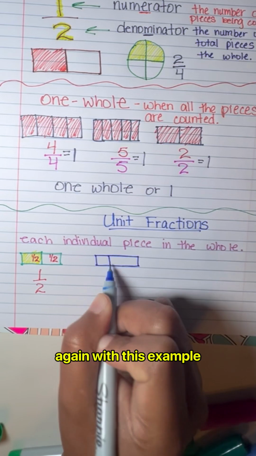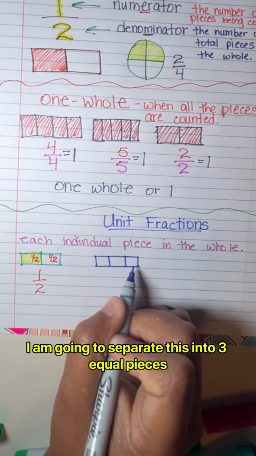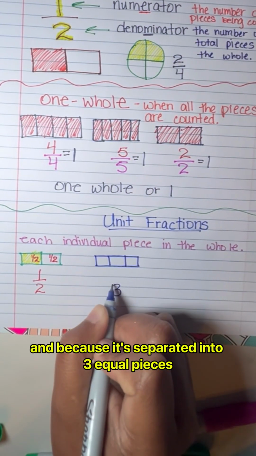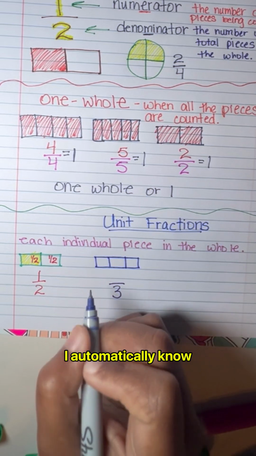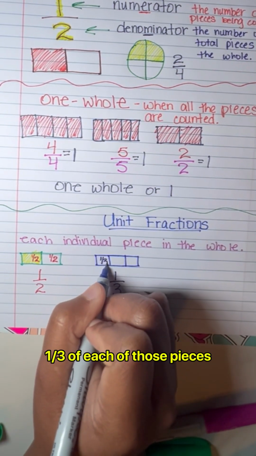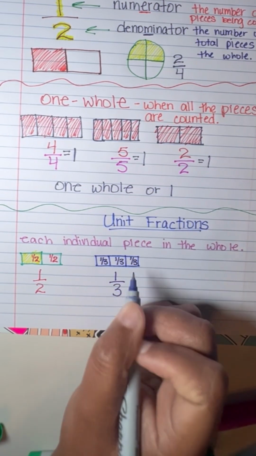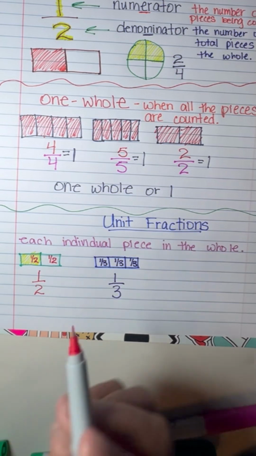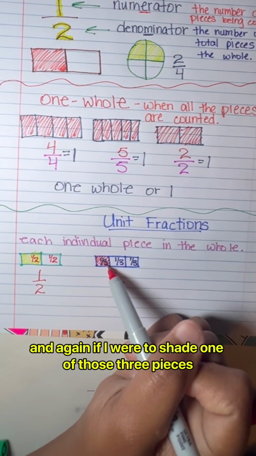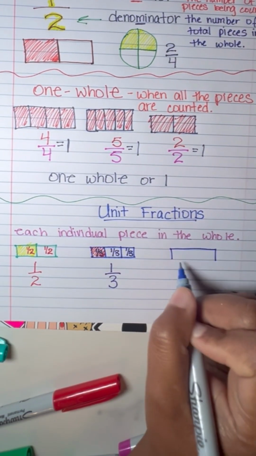Again, with this example, I am going to separate this into three equal pieces. And because it's separated into three equal pieces, I automatically know that the unit fraction is going to be 1/3 of each of those pieces. And again, if I were to shade one of those three pieces, the fraction would then be 1/3.